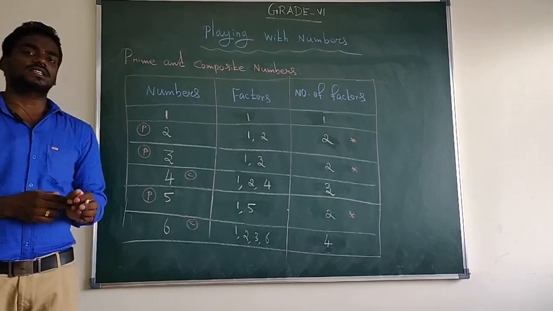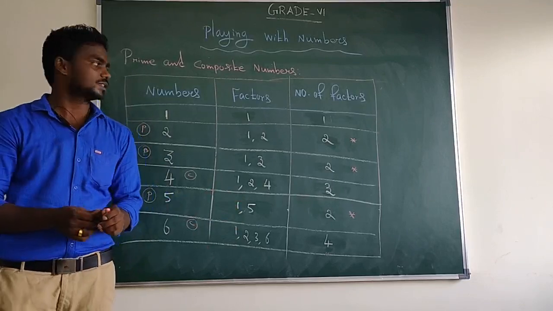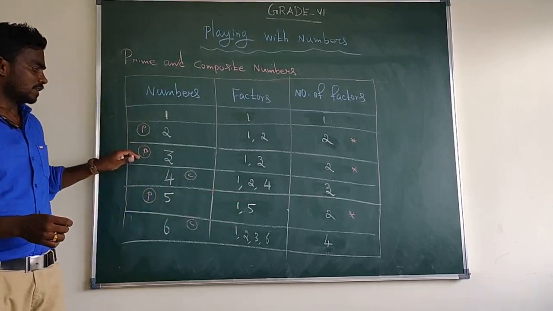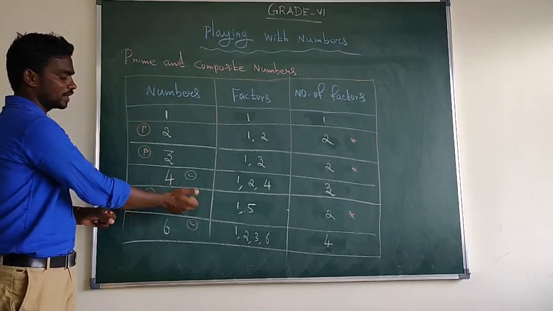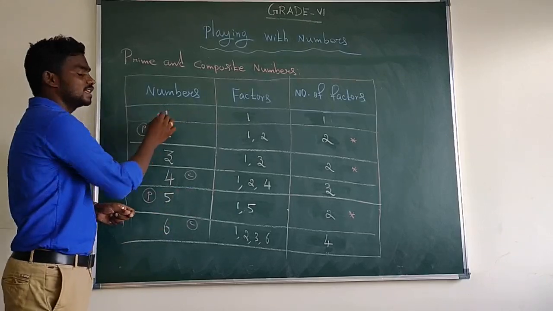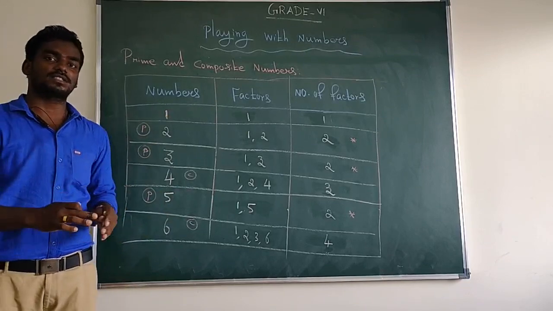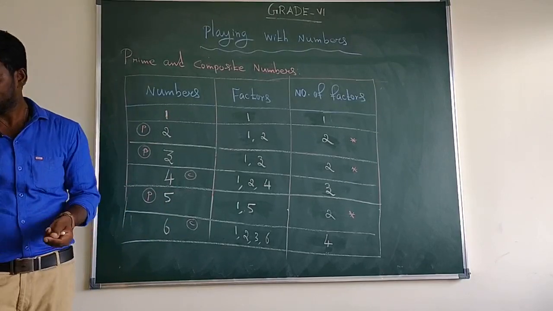So a number that has exactly 2 factors is called a prime number, and one with more than 2 factors is called a composite number. So 2, 3, 5 are prime numbers. 4 and 6 are composite numbers. So what about 1? 1 is neither a prime number nor a composite number. That means 1 is not a prime number. It is not a composite number either.